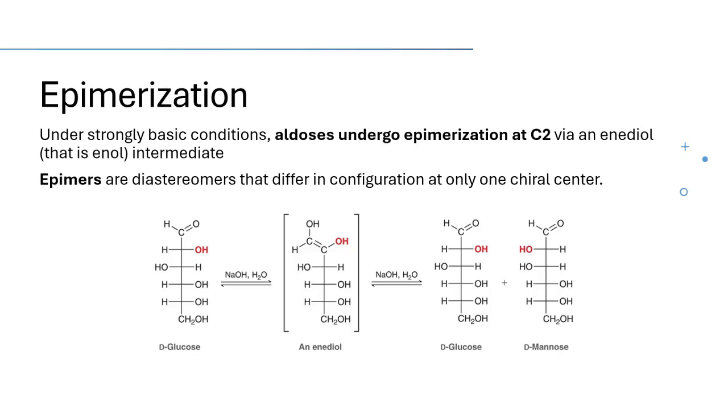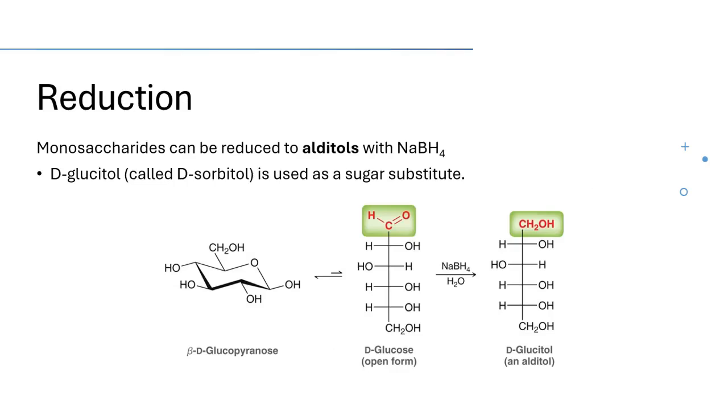Reduction. Monosaccharides can be reduced to alditols with sodium borohydride. D-glucitol, called D-sorbitol, is often used as a sugar substitute.